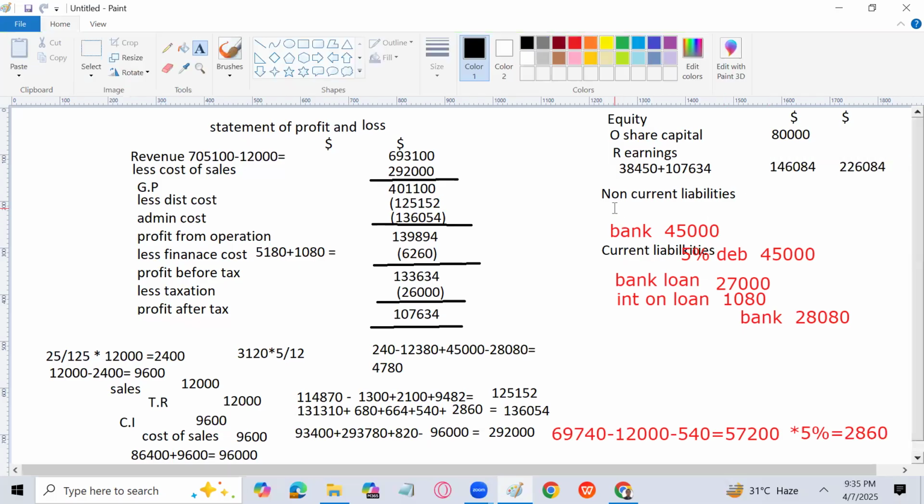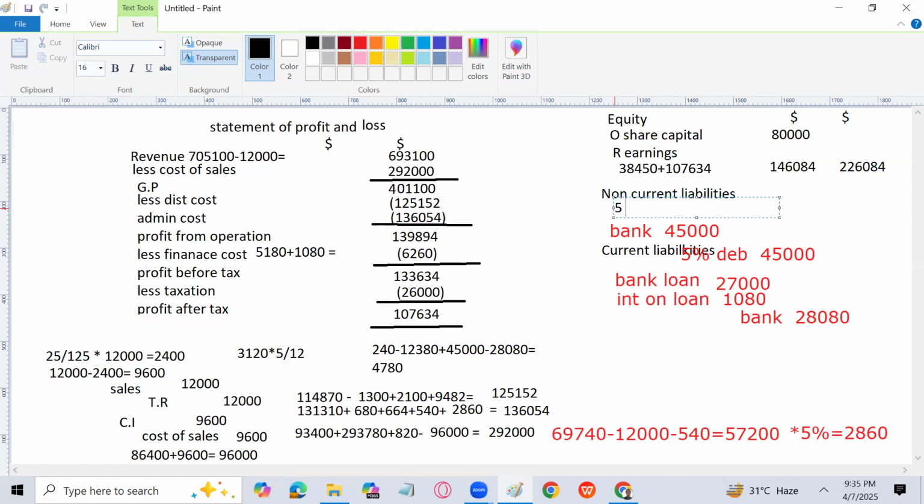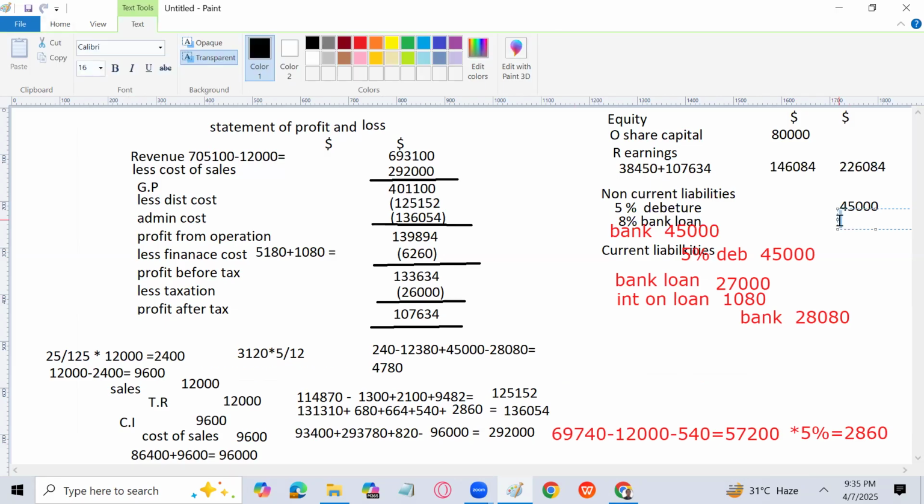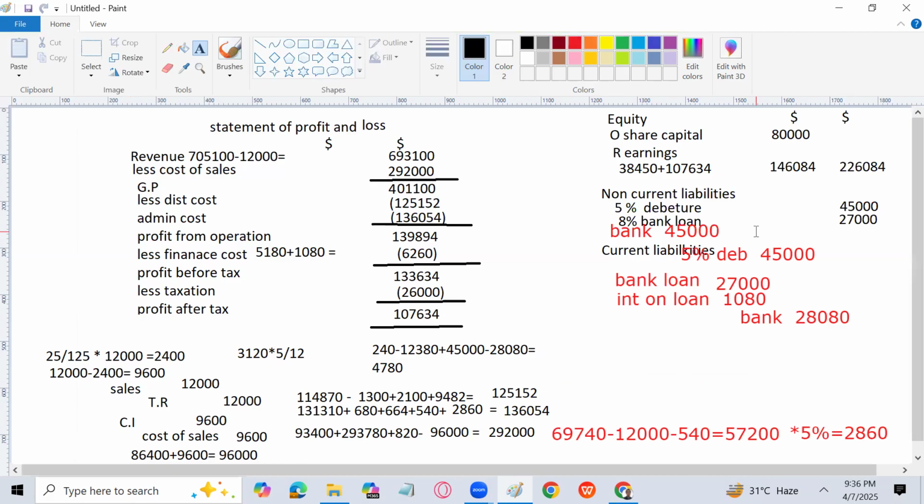Now I have to go for the non-current liability. That is 5% debentures, which we have already calculated with no interest. The amount of debentures is going to be 45,000. There is another non-current liability, the bank loan. But always remember, this is the 8% bank loan, and half of the bank loan is already paid. So bank loan will come how much? 27,000. Why, sir? Listen, half of the bank loan is paid.